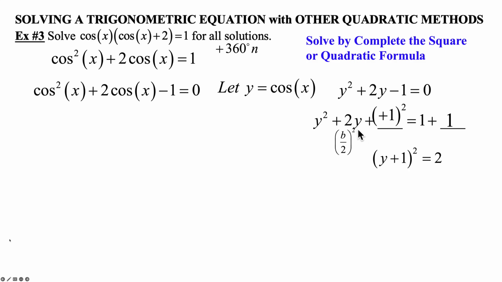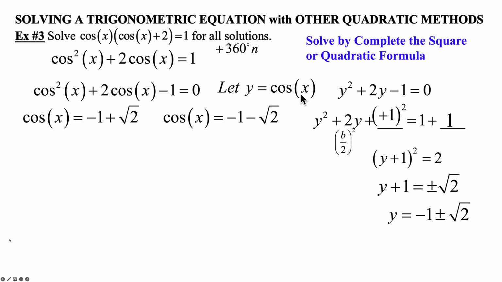This 2y doesn't disappear, it just is part of the factoring process. 1 plus 1 is 2. We're 2 steps away from solving. We'll take the square root of both sides. You get plus or minus the square root of 2. You subtract over the 1. You sneak that in front of the plus or minus. There's my answer for y, which in turn is my answers for cosine x.